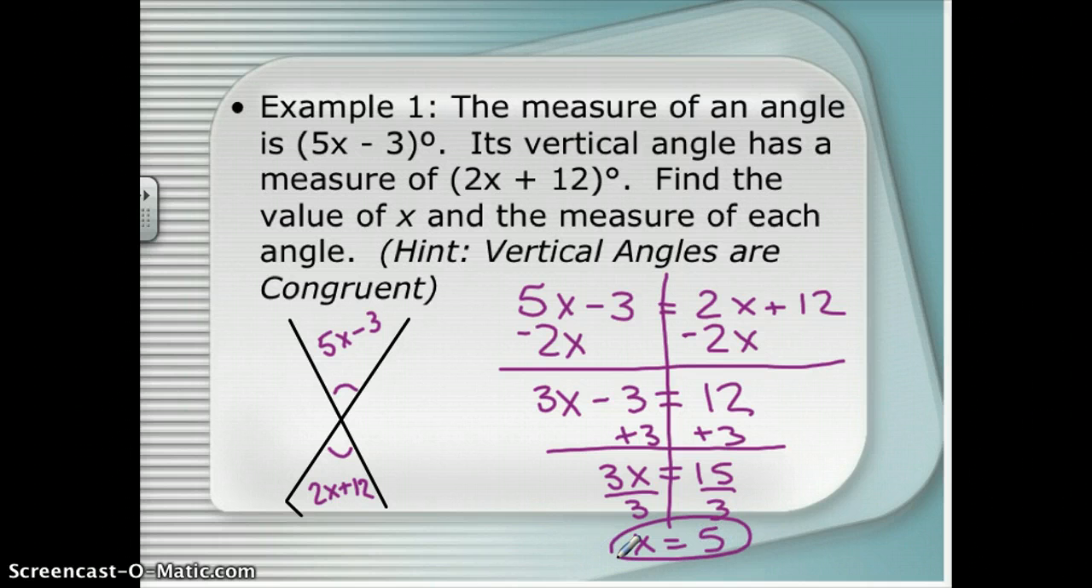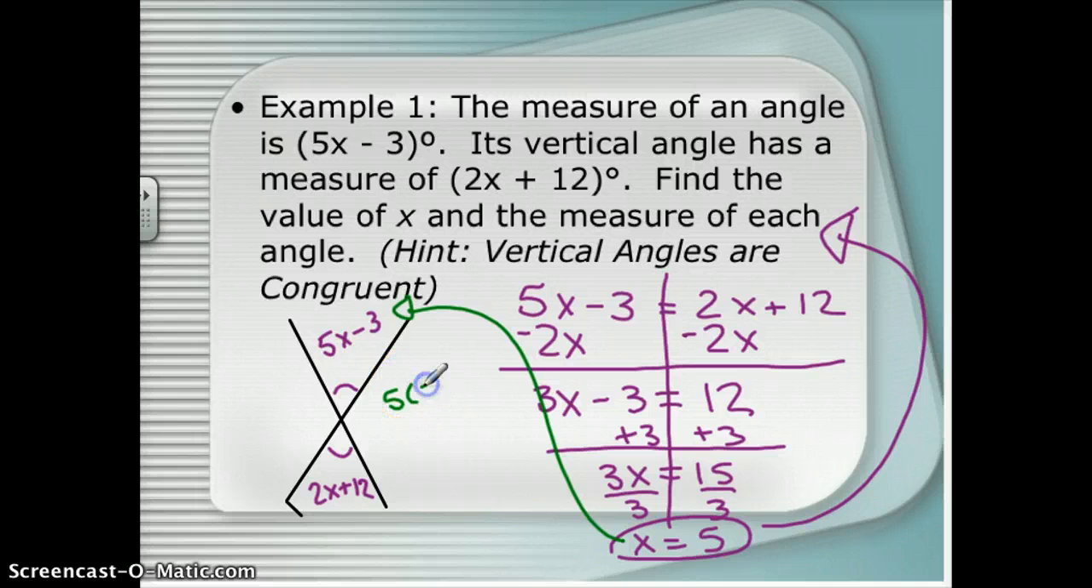Okay, notice that this is a word problem, and I need to go back and make sure I solve both parts of the problem. So in this problem it says, find the value of x, which we did, and find the measure of each angle. So we need to take our x value, which we said was 5, and plug it in. We have 5 times 5 minus 3. That gives me 25 minus 3, so I think this angle is 22 degrees.